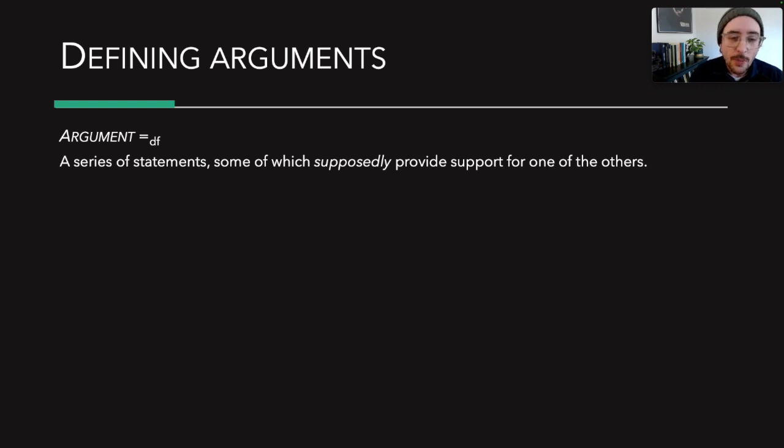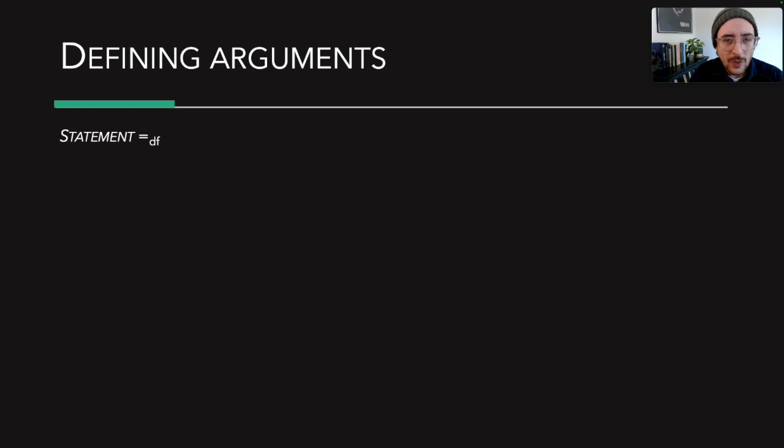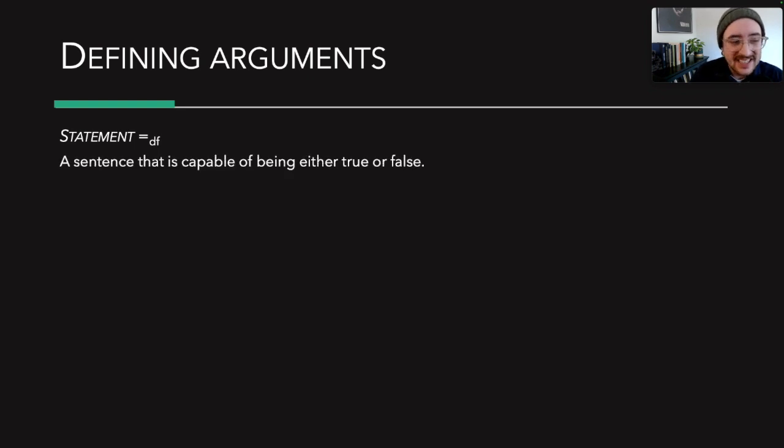Now, there's two parts to this definition. The first part is just that an argument is a series of statements. What exactly is a statement? For our purposes, we can just think about a statement as any sentence that's capable of being either true or false. So let's consider some examples.